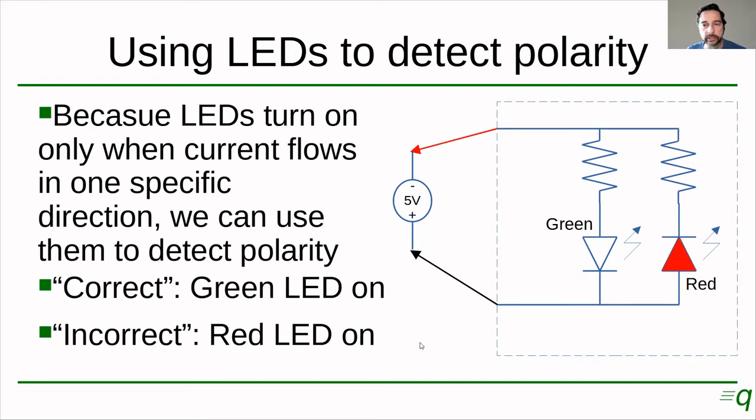So basically this circuit can detect polarity. You connect it in the correct polarity, the green LED turns on. In the incorrect polarity, the red LED turns on. If nothing turns on, well, there's probably no voltage there, right?